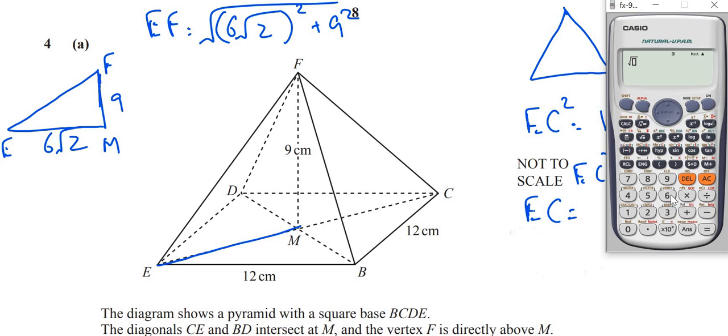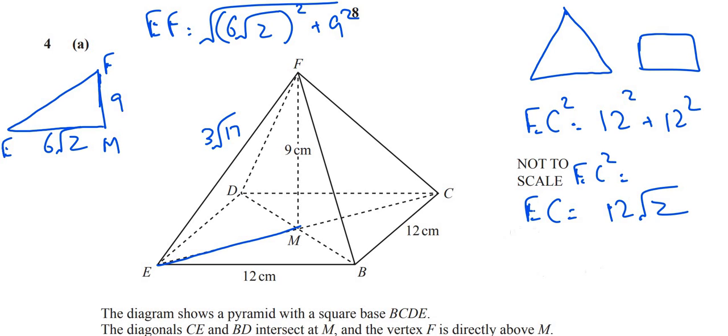So let me do it. 6 under root 2 whole square, all right, plus 9 square. Let me do it again. That's how you have to do it. So you get 3 under root 17. So the value of EF is 3 under root 17. So if I make this diagram, this is EFB. So EF is 3 under root 17 and FB is also 3 under root 17.